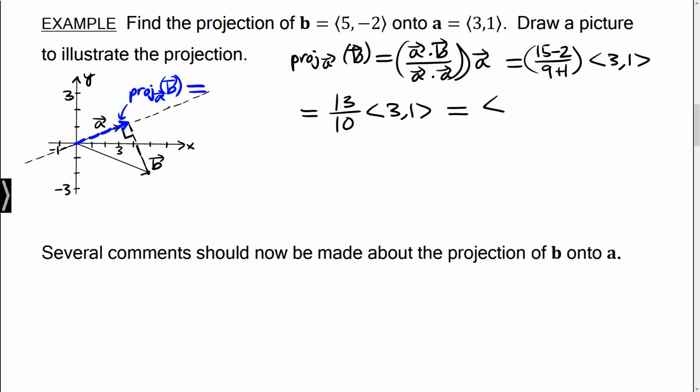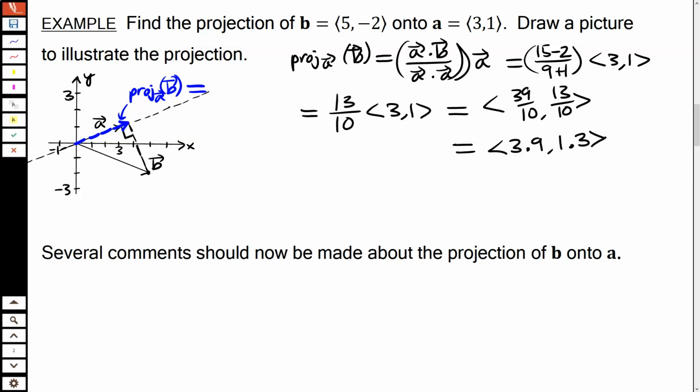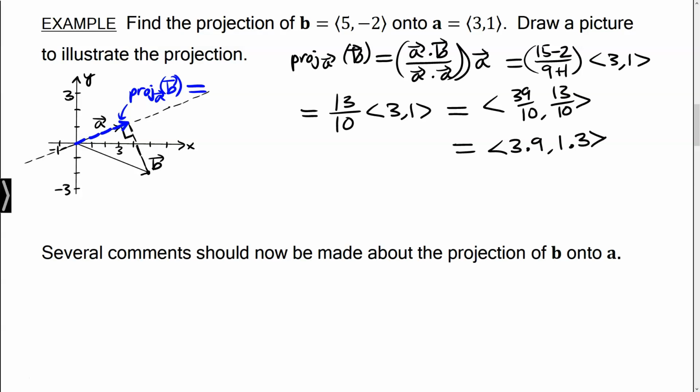So it's going to be 39 tenths, 13 tenths. And since it's tenths, I could also write it as a decimal if I wanted to. It's 3.9, 1.3. So about what we were saying. The i component is about 4, a little less than 4. And the j component is a little less than 1 1/3. So 3.9, 1.3 matches perfectly with our picture.